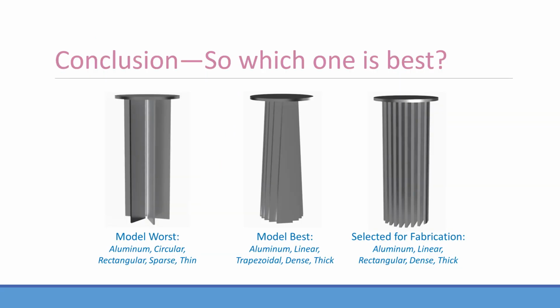So what does all of this tell us? Which design is the best? So recall from the histogram that there were 4 models with the fastest time and 3 models with the slowest. But analysis of the data shows that there's only one best and one worst. So the worst was an aluminum heatsink with thin, sparsely spaced rectangular fins in a circular configuration. The best was an aluminum heatsink with thick, densely spaced trapezoidal fins in a linear configuration. Now for practicality, we selected an aluminum heatsink with thick, densely spaced rectangular fins in a linear configuration for fabrication.